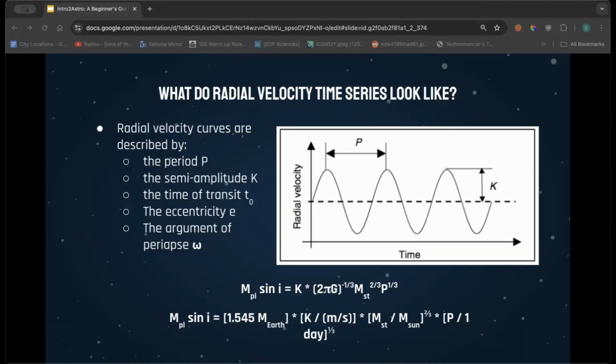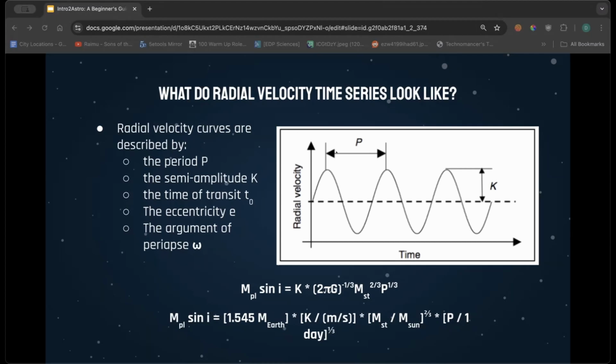The period P is probably the simplest. The period is the exact same as a period of a wave. It's the time it takes for a radial velocity cycle to take place, for a planet to make one orbit around the star and begin the same curve anew. So it's the distance between peaks of that curve.